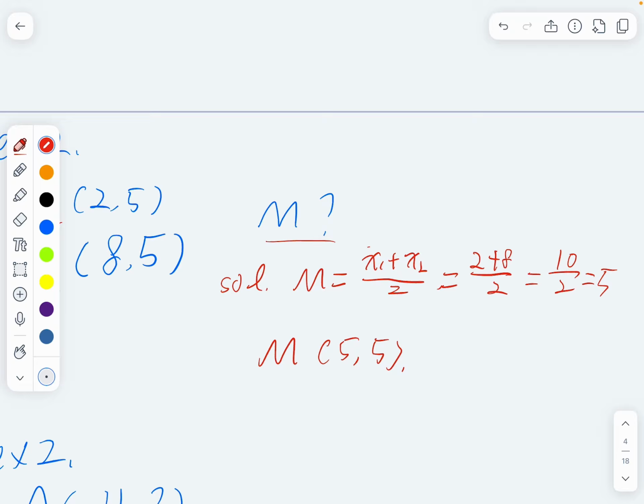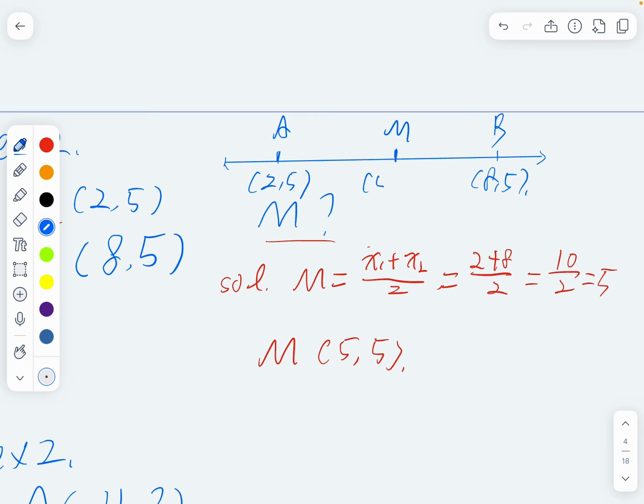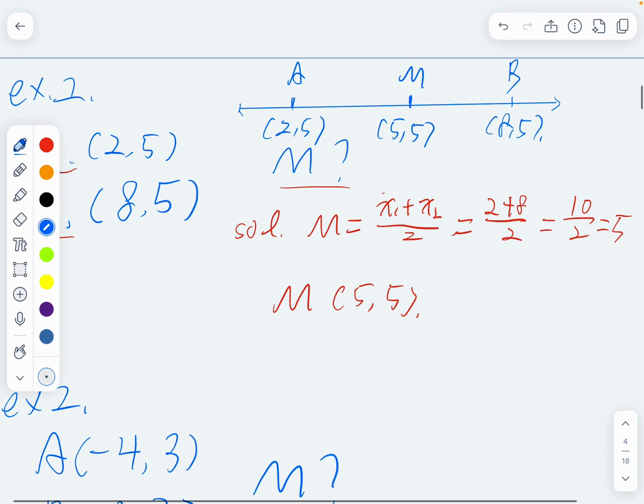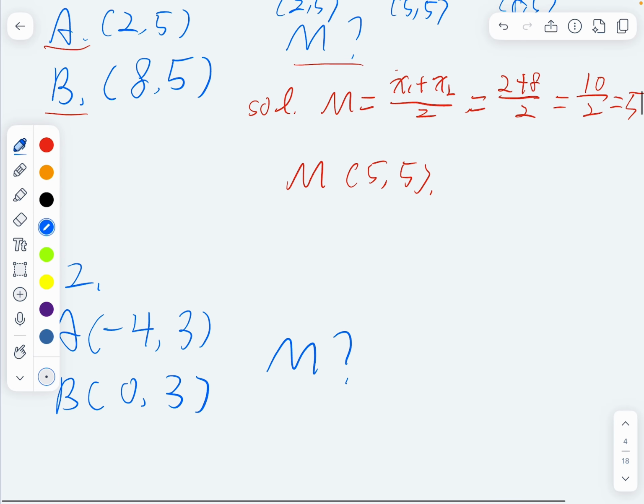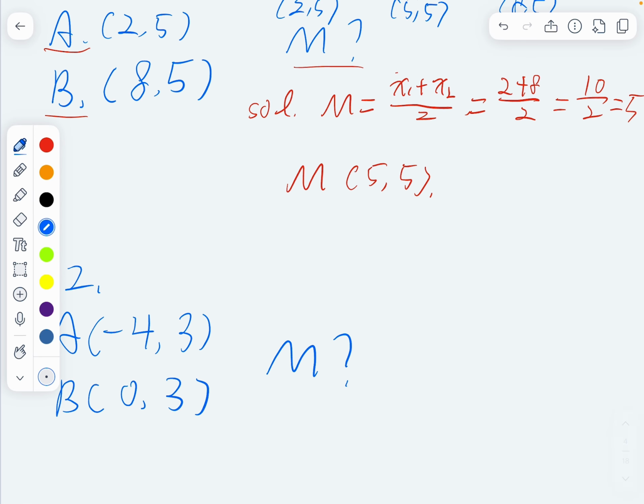We can also draw the graph. This is M. A is at (2, 5), and B is at (8, 5). So the point M is (5, 5). Let's talk about example 2.